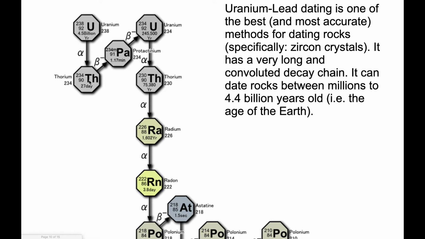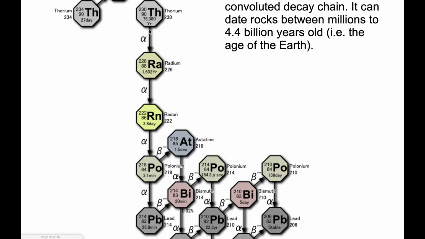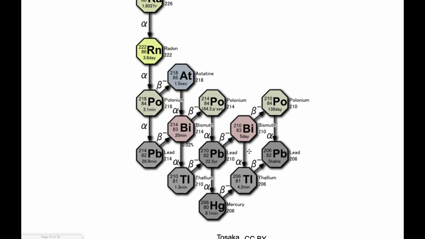Uranium, thorium, protactinium, all the way down through a convoluted process until you get to lead where it's stable.